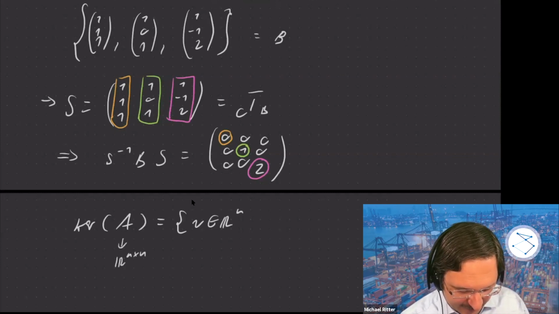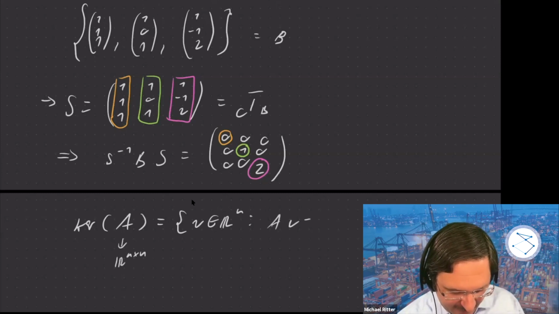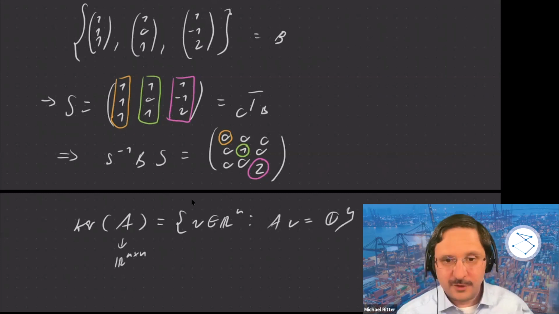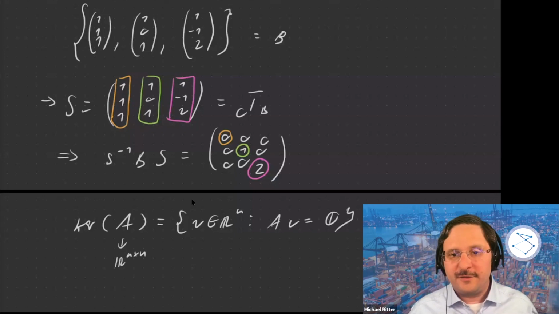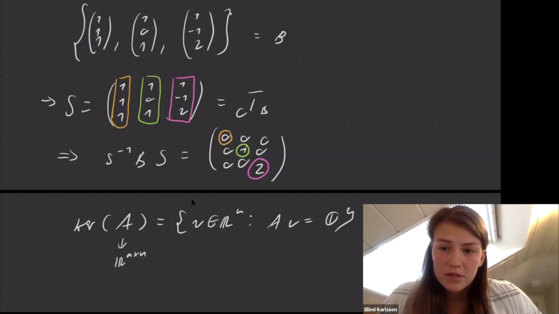And this v is also in Rn such that Av equals the 0 vector. So the set of solutions of the homogeneous linear system A times v is 0. That's the kernel. Okay.